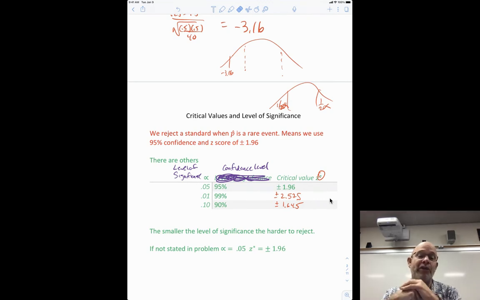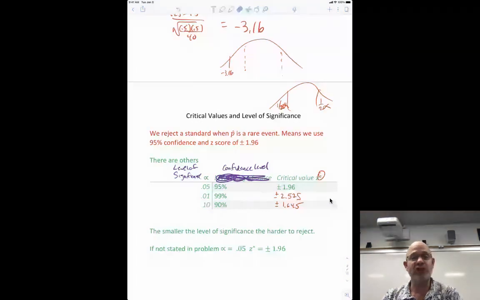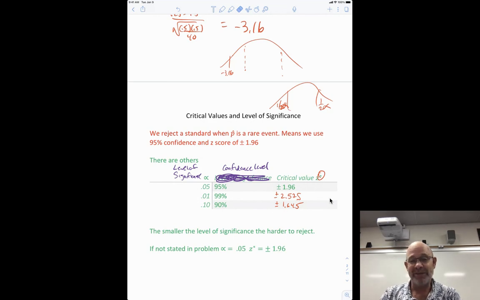The smaller the level of significance, notice, the farther out we get, which means it's harder to reject. It's harder to say that it's wrong, okay? If it's not stated in a problem, alpha is always 5%, which means your critical values are plus and minus 1.96. They'll give you a question and say, is there evidence that you're wrong? Pretty vague, right? But that means 95%. If they want to change it, they'll change it in the problem. Often they don't say anything, so it just gets left out. So we'll do a couple of examples here, now that I'm done, and we'll go from there.